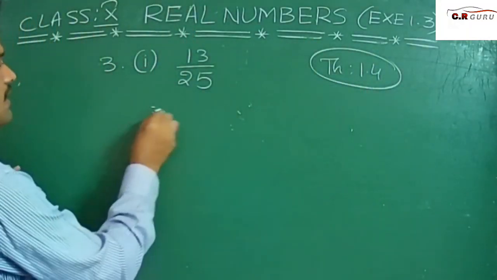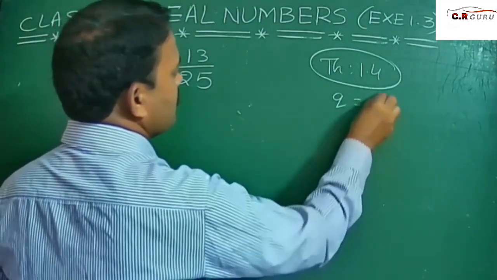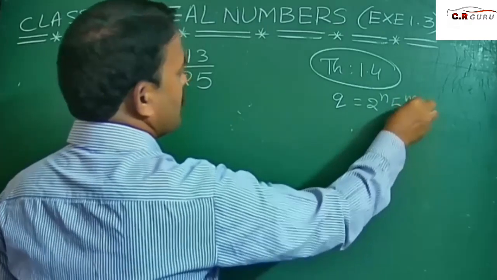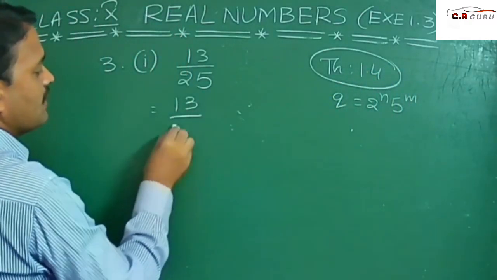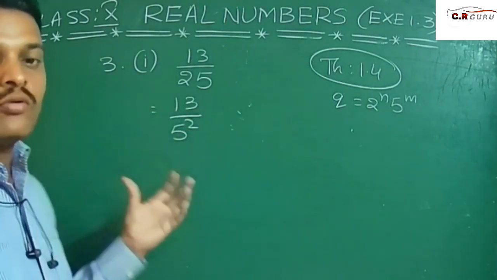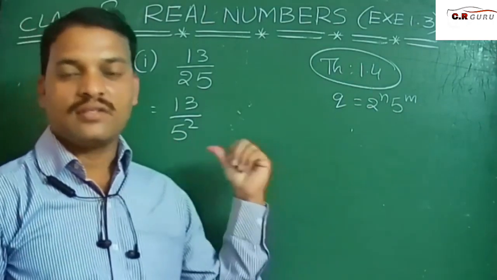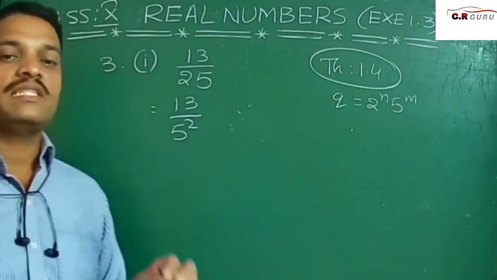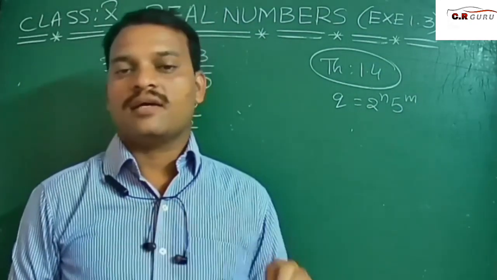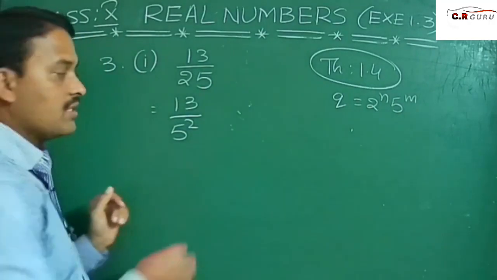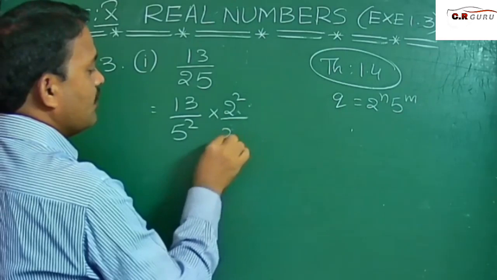So by theorem 1.4, the denominator q is in the form of 2 power of n into 5 power of m. Now 13 by 25 can be written with denominator 5 square. To convert to decimal form, I want it to end with a unit digit 0, which comes from the product of the bases 5 into 2. So in the numerator and denominator I will multiply by 2 square.